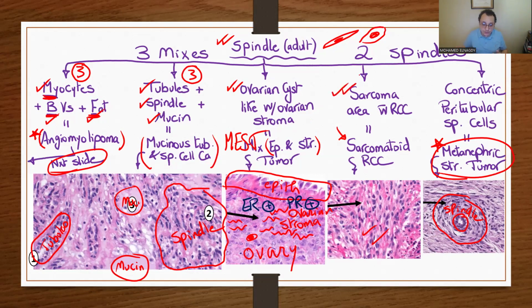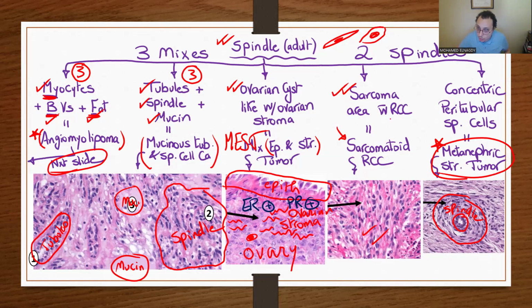This sarcomatoid feature makes it ISUP grade. Anybody remember from the previous session? Makes it ISUP grade 4. Exactly, ISUP grade 4. We mentioned sarcomatoid and? Rhabdoid. Rhabdoid sarcomatoid. Remember, it's like a music. Rhabdoid sarcomatoid. Any rhabdoid or sarcomatoid features are considered ISUP grade 4.